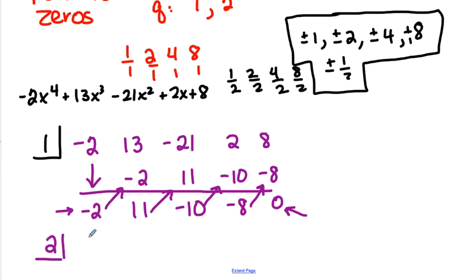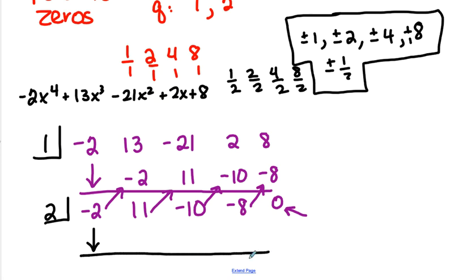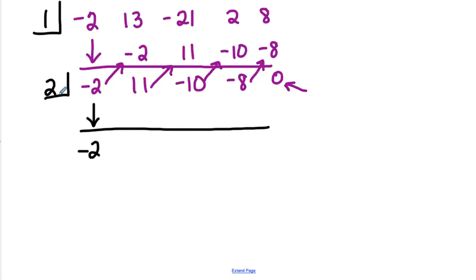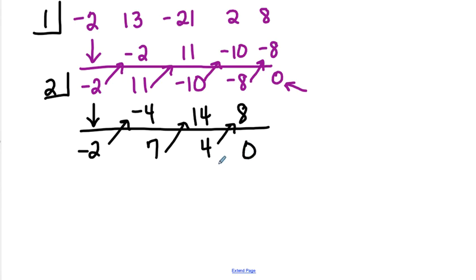And actually, let me do it up here so it's a little bit easier. Move that up. So I'm going to bring negative 2 down. Let me extend my page. So 2 times negative 2 is negative 4. 11 minus 4 is 7. 7 times 2 is 14. Negative 10 plus 14 is 4. 2 times 4 is 8. So there, we proved our other 0.